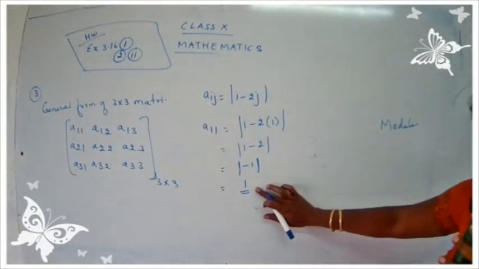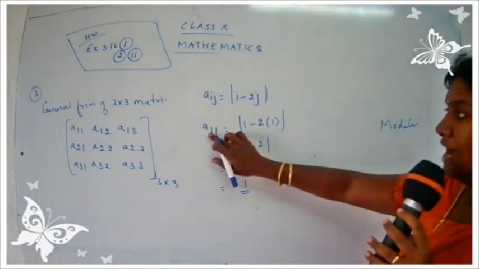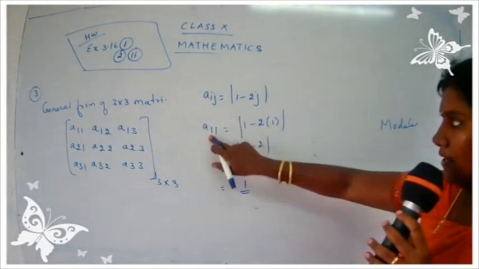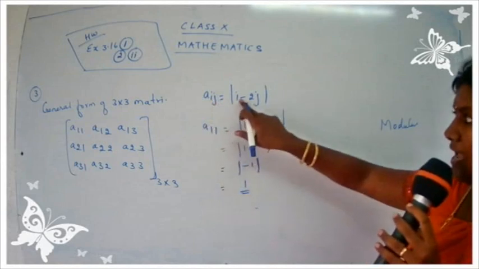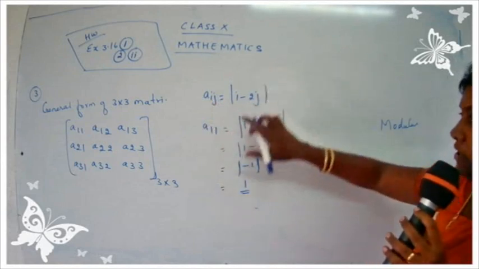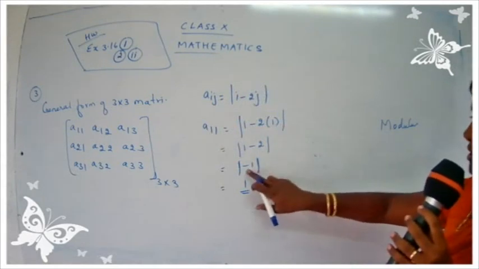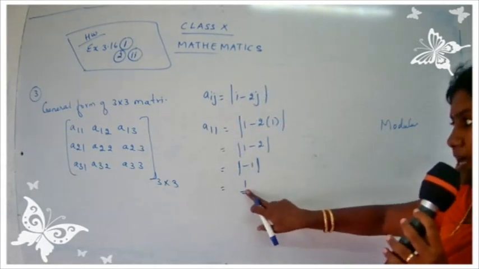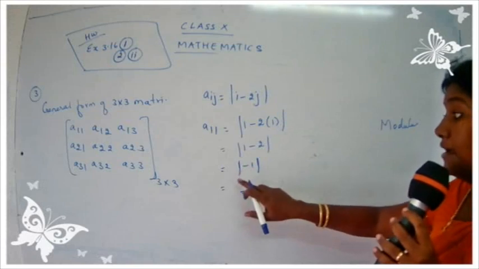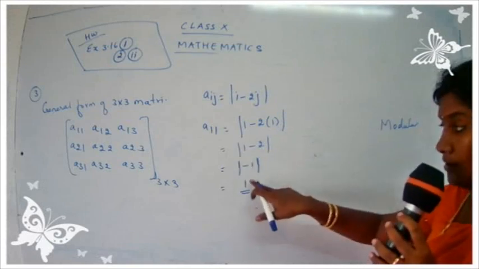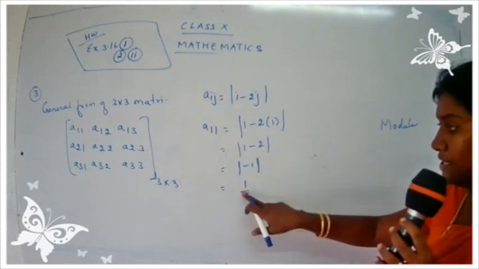So what is the answer you get here? 1. Are you clear, children? A11 means you have to write i as 1 and j as 1. So i minus 2j, this is from the question. So 1 minus 2 into 1, 1 minus 2, that's minus 1, you get the answer as 1. Once I remove the absolute sign, I have to change the sign. So minus 1 is 1.